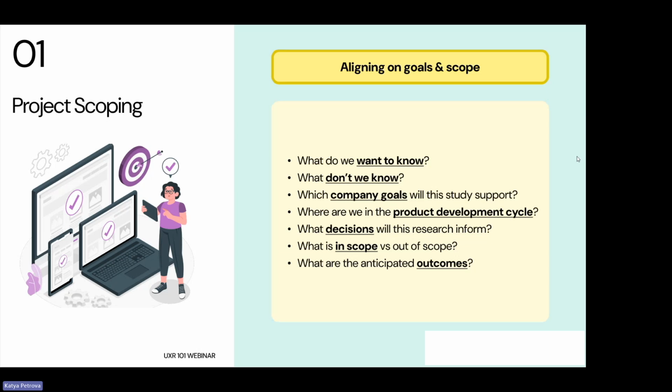And it's the stage when we want to relate this back to what our company goals are, what our objectives are for our products, and which specific decisions this research is going to look to inform. And what's really important at this stage is alignment on the scope of the project. So what will be within scope and what will be outside of the scope of the project.